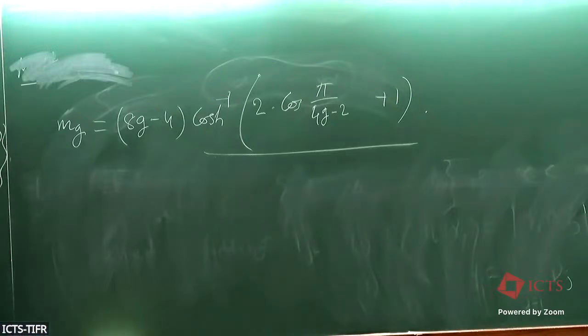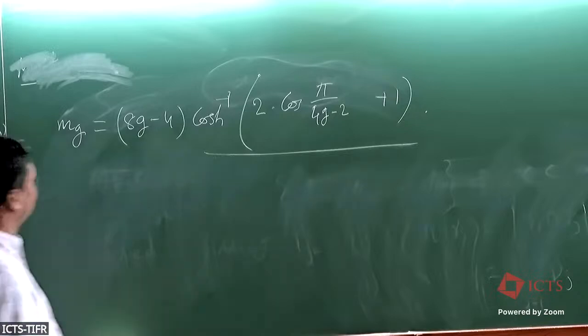And (g, k) equal to (2, 1) is not allowed. So we consider (g, k) not equal to (2, 1).